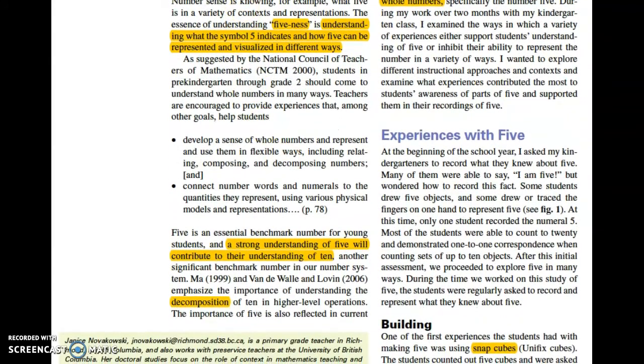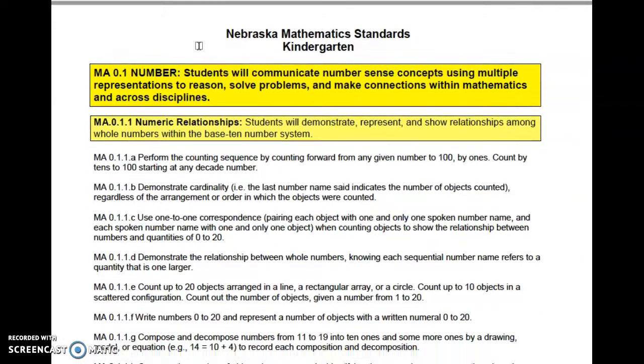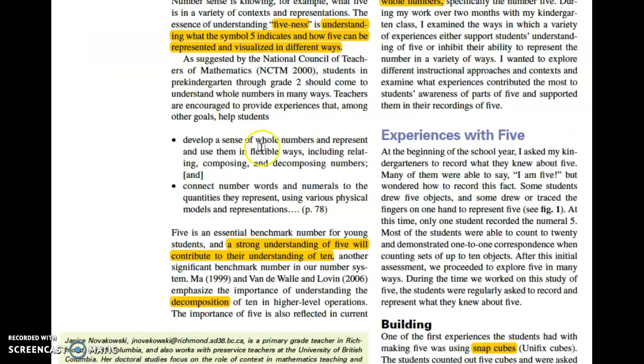So this takes us back to the Nebraska mathematics standards in kindergarten under the algebra standard that states students must decompose numbers less than or equal to 10 into pairs in more than one way, showing each decomposition with a model drawing or equation. This says 10, but obviously students need to begin with 5, and that's a good place to start.